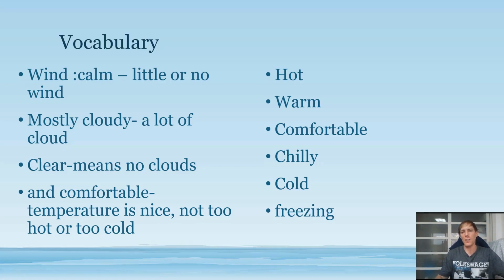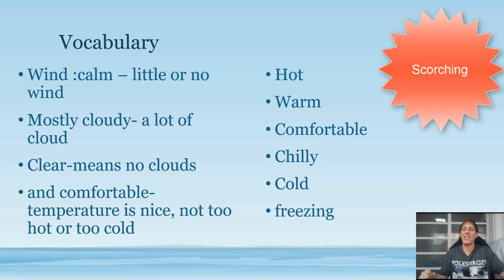Now in English, there's one more word we can use for when it's really, really, really hot. We say scorching. And scorching means like 30, 40, 50 degrees. Maybe it's like African temperature or Dubai. It's really hot, so we say scorching. So you can see it there.